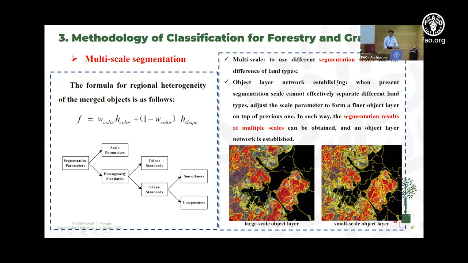Also, we establish the object layer network. This is very, very important. If the parent segmentation scale cannot effectively separate different types, the scale parameters are changed to form a finer object layer on top of the previous one. In this way, the segmentation result at multi-scale can be obtained and the object layer network is established.